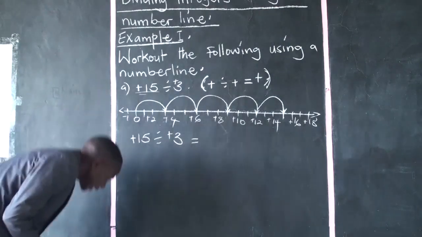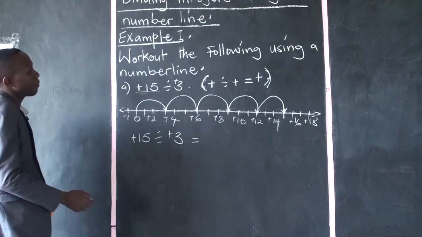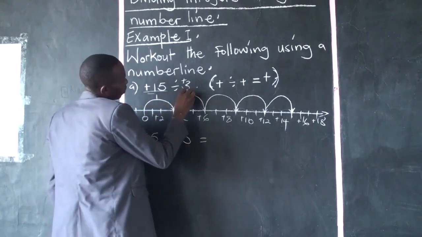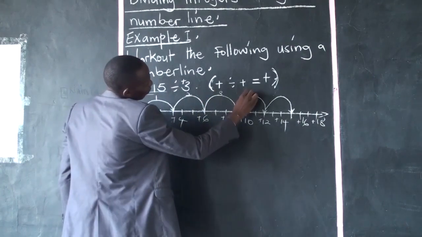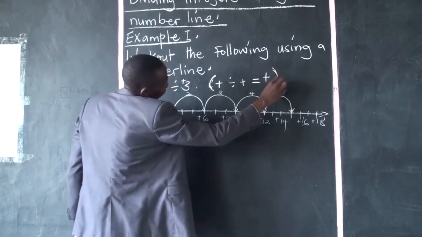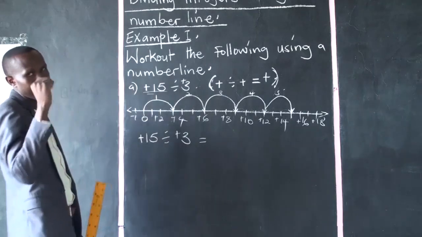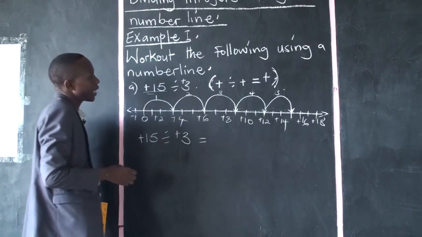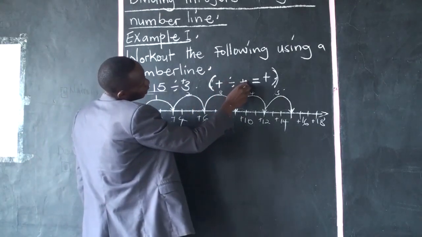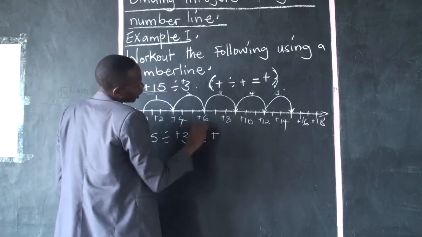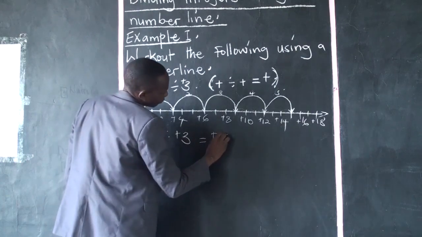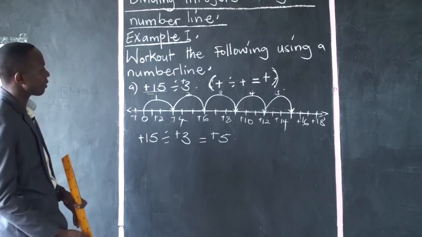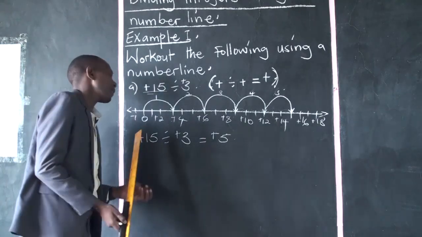I want us to count the number of intervals obtained from 15. I'll say this is 1, 2, 3, 4, 5. So there are 5 intervals obtained from 15, meaning that positive divided by positive, the answer must be positive. So we have obtained 5 steps. So 5 intervals simply represents the answer.